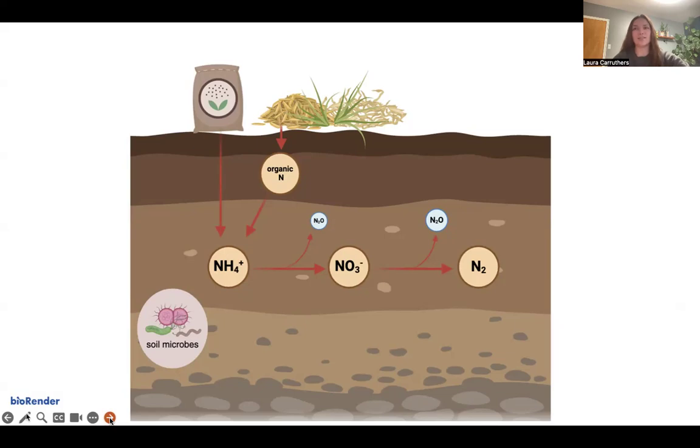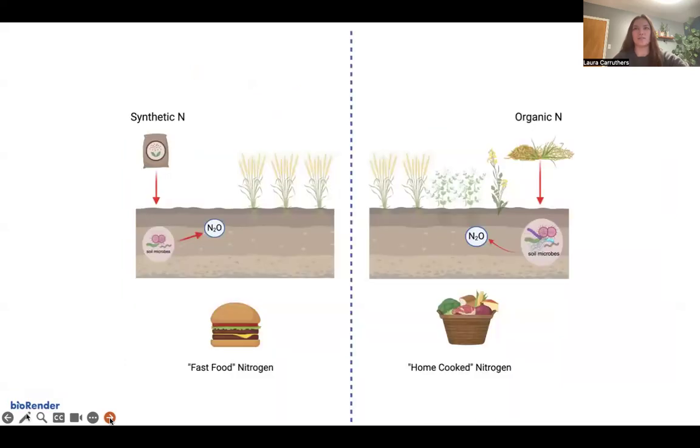To address this, some producers are shifting toward more regenerative cropping systems, which rely more on plant residues and other organic nitrogen sources as opposed to synthetic fertilizer. My research compares the impact of synthetic and plant-derived nitrogen sources on N2O emissions.